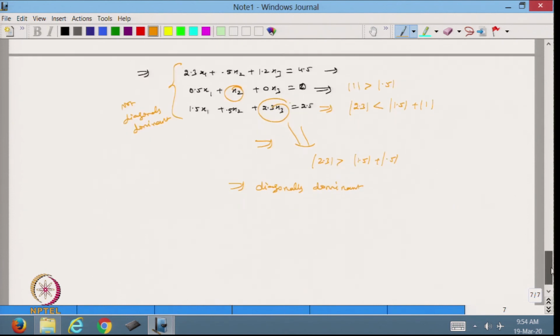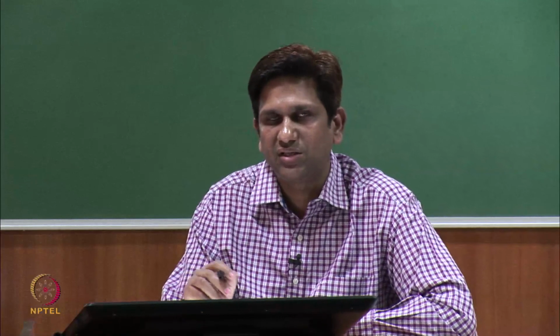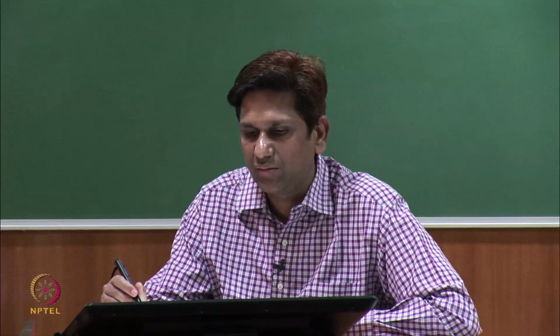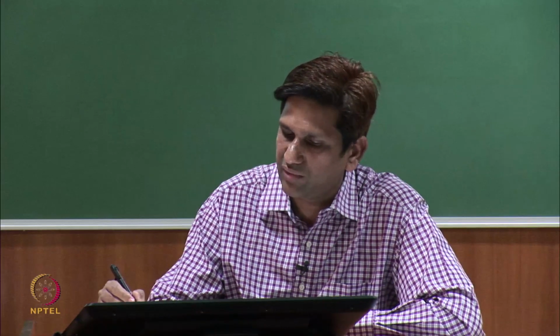So it is not always possible that we will find the diagonal dominant after interchanging the rows, like we have seen here. But if it is possible to make the system diagonal dominant, then we apply the Jacobi method, and we are sure that our Jacobi method is going to converge and is going to give the solution.